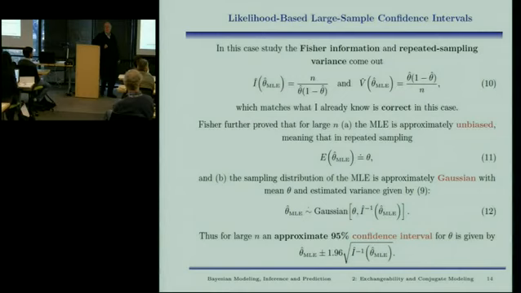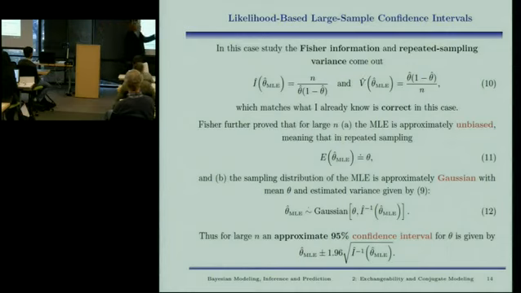I've been working with an epidemiologist at UC San Francisco, and he was shocked to discover that the maximum likelihood estimator can be biased. And in fact, it can be badly biased in small samples. That was a real shock to him. Fisher knew that already, and he proved it. But the bias term goes to zero at an order 1 over n rate, and so it goes away pretty quickly as your sample size increases.